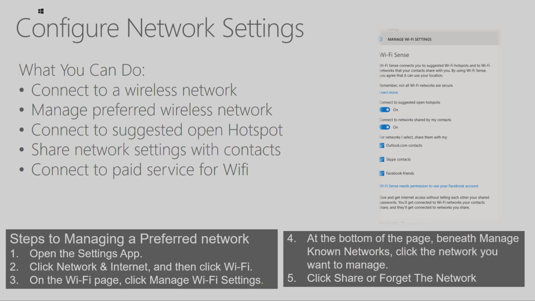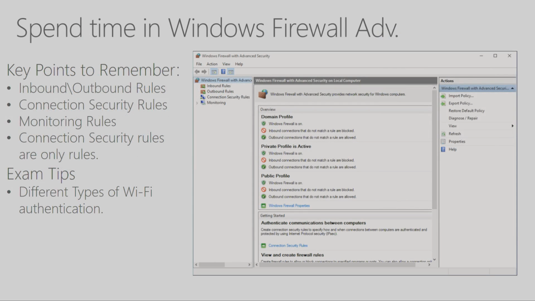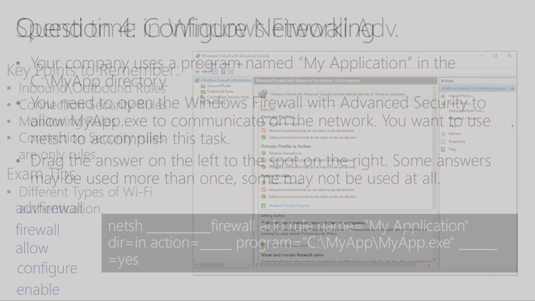At the bottom of the page, beneath Manage Known Networks, click the network you want to manage, click Forget to forget the network. So these are options that you can select. So just giving you the high level. The next one is also about Windows Firewall Advanced settings. Know what those are, the different types of Wi-Fi networks. We talk about domain versus private versus public networks, and which ones to set in what scenario. If you're talking about an organization, they typically like to protect the public profiles, but they usually do all the configuration on the domain profiles.